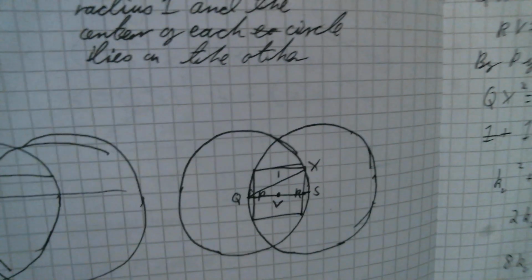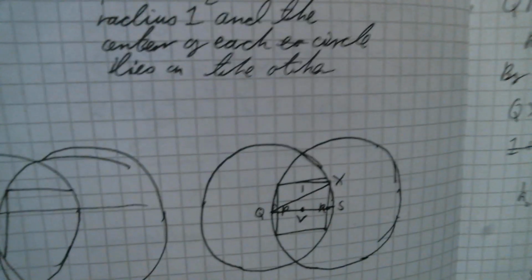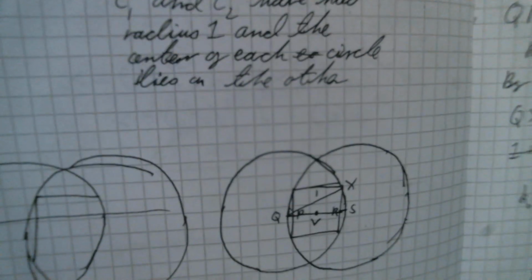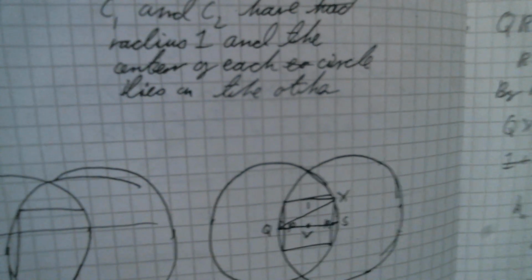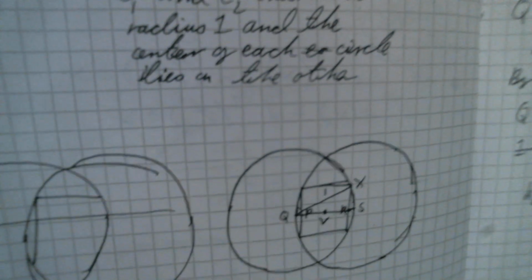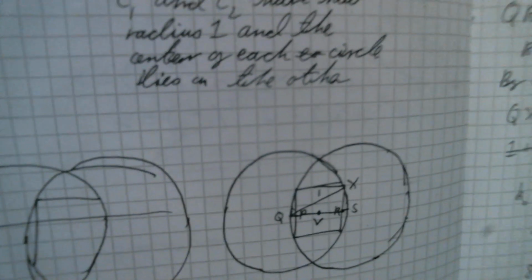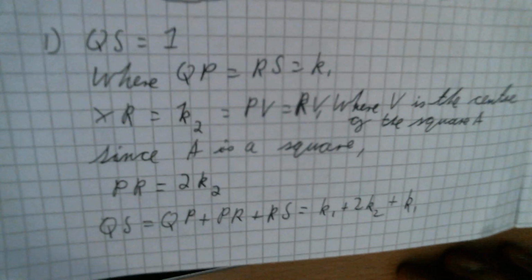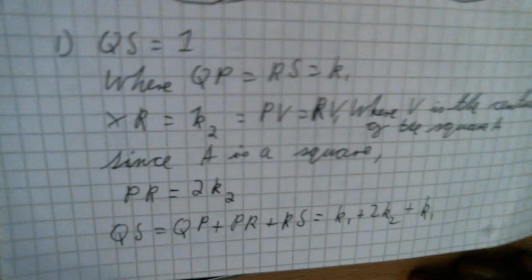So here I've drawn a few coordinate points where Q and S are the centres of both circles. QX is the radius 1, and P and R are the opposite sides of the square, and V is the centre point. So this is where we start, where we know that QS is equal to 1 as the radius, right?